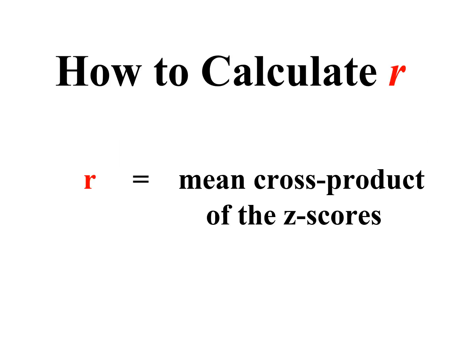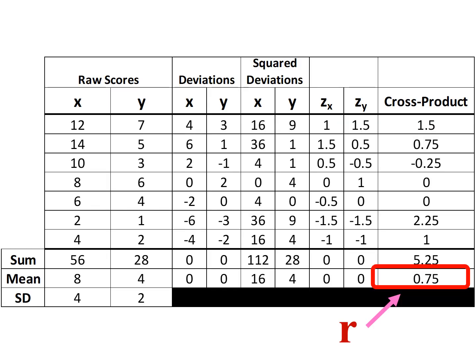First, we practiced calculating R using this equation. R is equal to the mean of the cross product of the z-scores. There followed three steps. First, calculate the z-scores. Second, calculate the cross product of the z-scores. And third, find the mean of the cross products. This mean value was R, and R is the mean cross product of the z-scores.